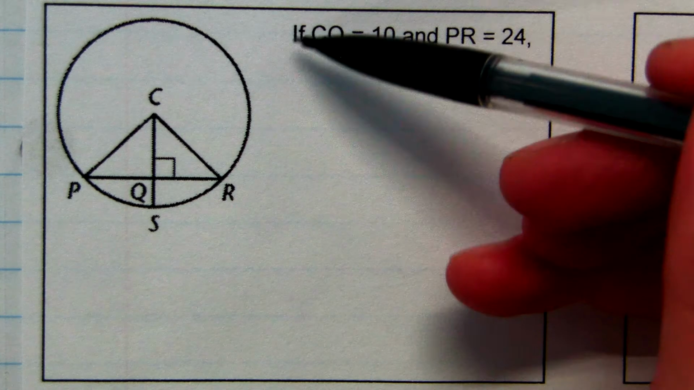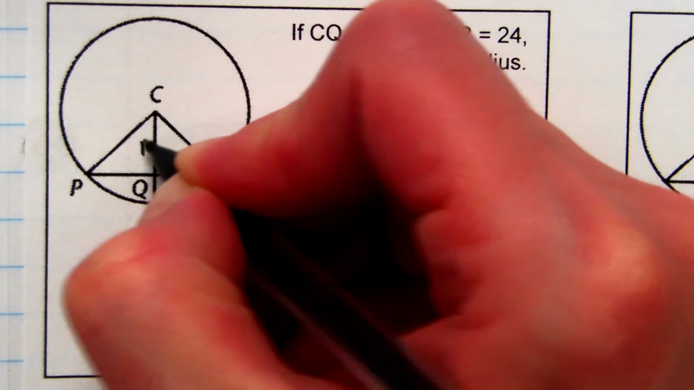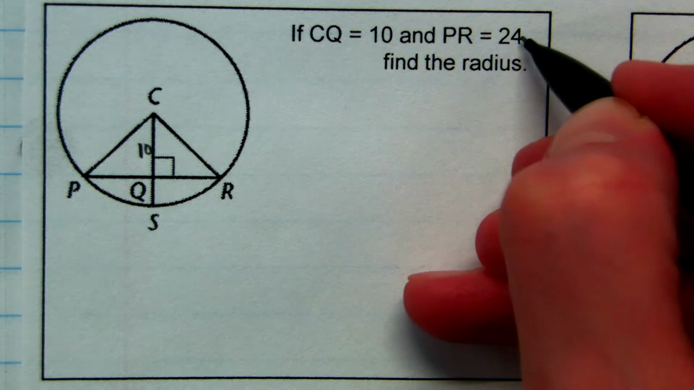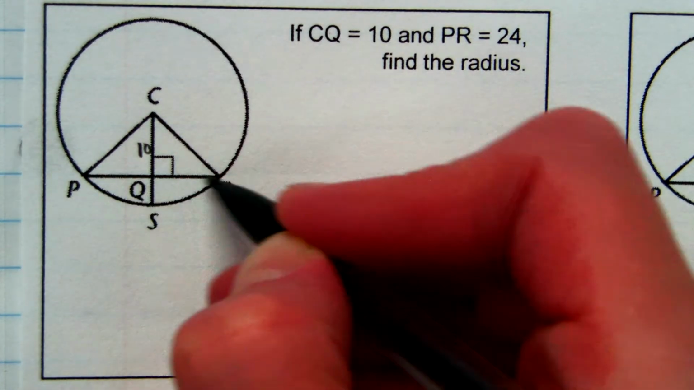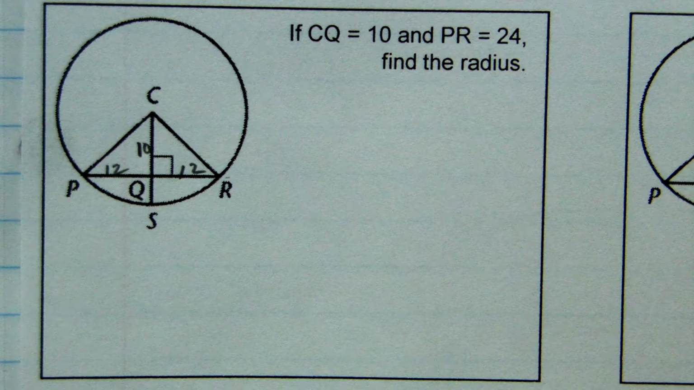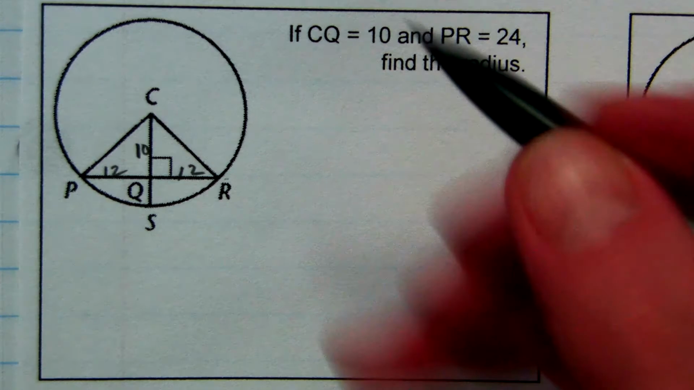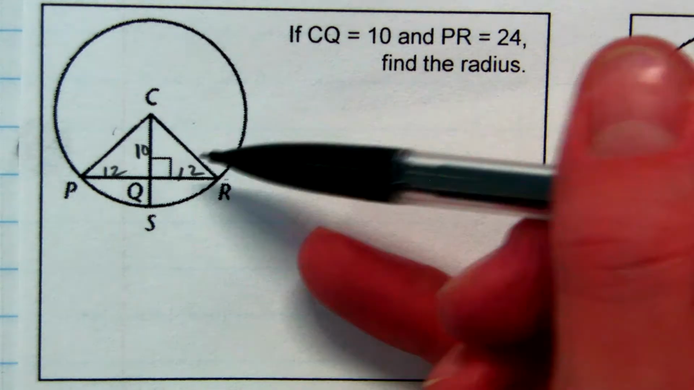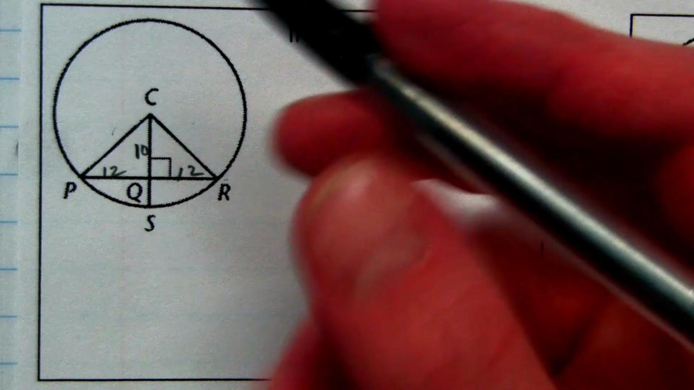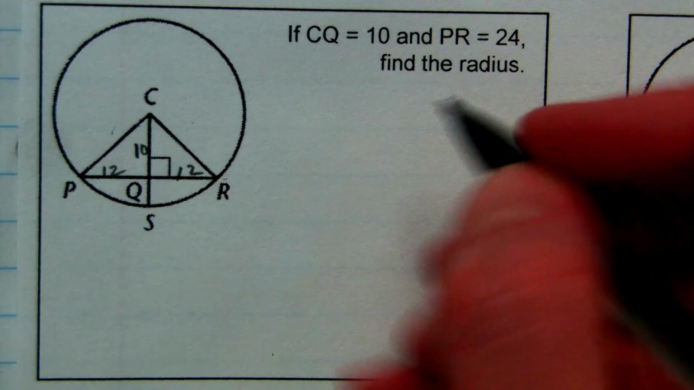All right, so it says if CQ equals 10, so I'm going to write that on here. CQ is 10, and PR is 24. So if it's 24 all the way across, I'm going to go ahead and split that into 12 and 12. Does that make sense? Yes, it does. Good. It says find the radius. So I have two right triangles I could use. We get to choose. It doesn't really matter because they're both going to have 12 and 10, and we're trying to find the hypotenuse.